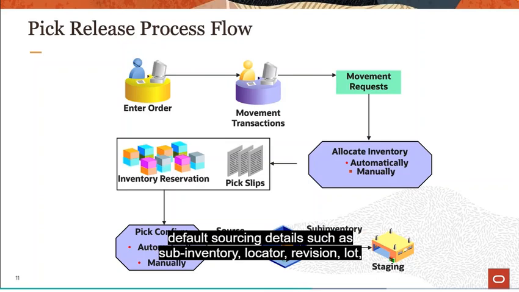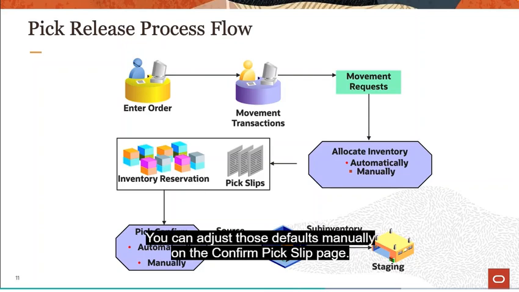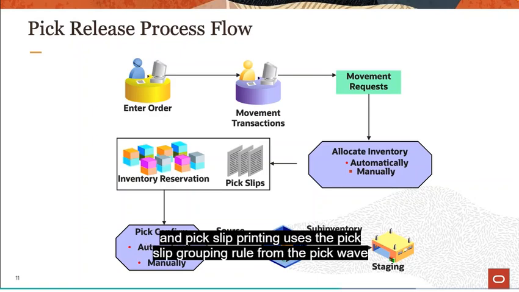Allocation also follows your inventory picking rules and shipping default sourcing details, such as subinventory, locator, revision, lot, and serial number, onto the movement request. You can adjust those defaults manually on the Confirm Pick Slip page. If you use Quick Shipment, you can skip pick release. Otherwise, inventory must be allocated before you can print pick slips, and pick slip printing uses the pick slip grouping rule from the pick wave or from shipping parameters.